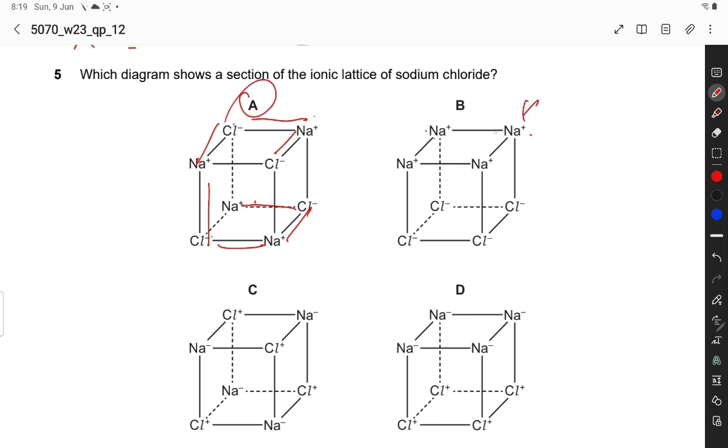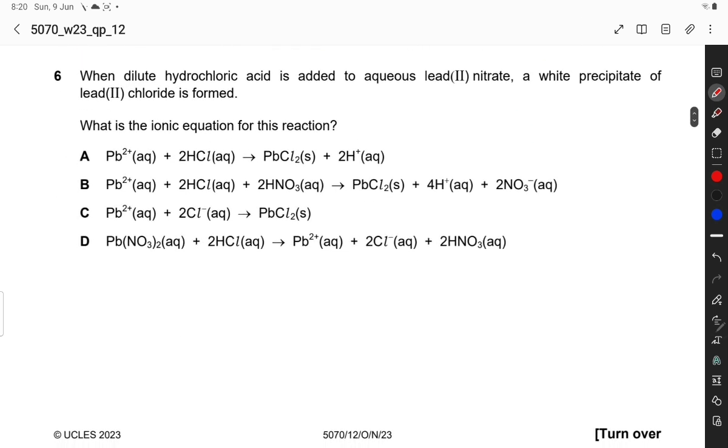So this is not correct because positive ions are not directed towards each other. Chlorine is not positive, the chloride ion is negative, the positive ion is sodium, so it is also incorrect. So this is also incorrect. Sodium ion is positive, chloride ion is negative, so it is also incorrect.